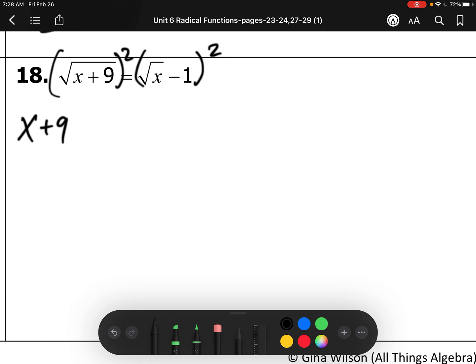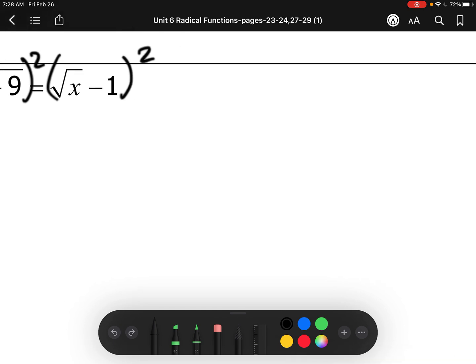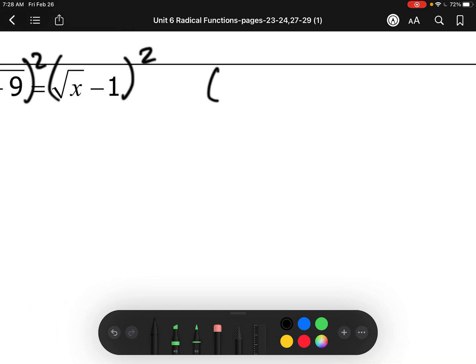x plus 9 is equal to, and then on this side, we're going to be doing the same thing. This is square root of x minus 1 squared, which is the same thing as the square root of x minus 1 times the square root of x minus 1, right? So we're going to be using the distributive property. So we have square root of x minus 1 times square root of x minus 1, right?